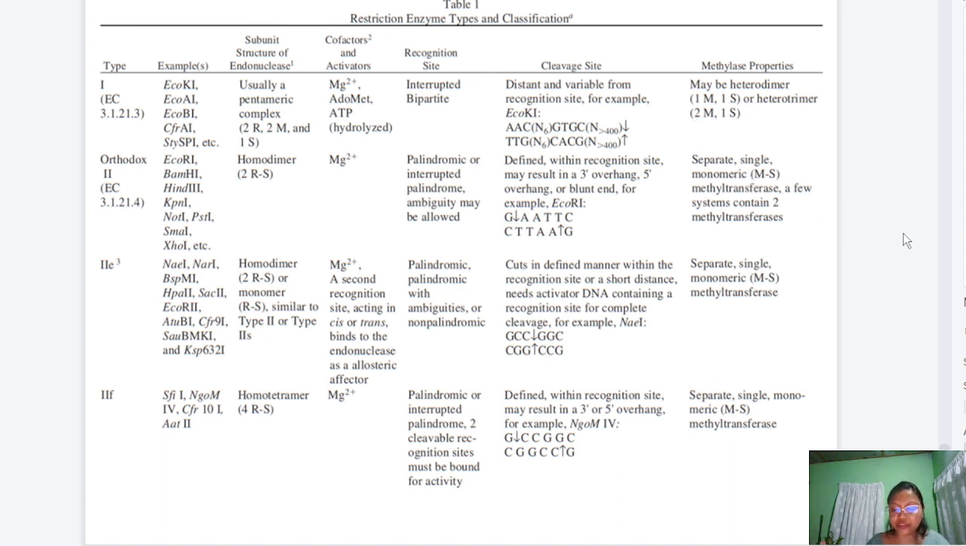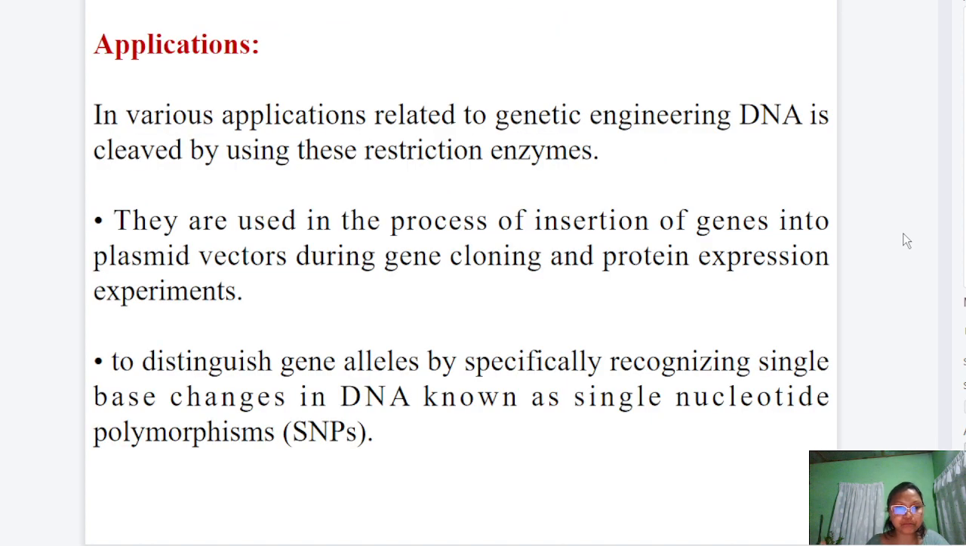Okay. So this is the example of the restriction enzyme types and classification. You can just go through this table. I will not say much because it has already been taught, but just go through it. This is just like a summary.